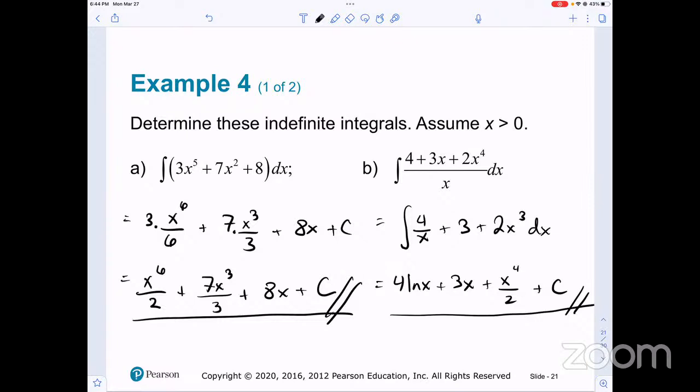Again, if you were to check, the derivative of ln x is 1 over x, so it becomes 4 over x. You got that here. The derivative of 3x is 3. The derivative of x to the 4 over 2, the 4 comes down, so then you get 2x cubed. That's exactly what we want, and the derivative of a constant is 0. And then you could factor out an x, get a common denominator, combine like terms, and you'll get this guy here. Okay. So far, we're okay.